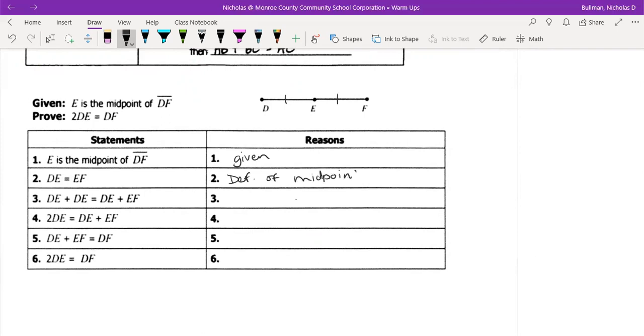Our next statement is DE plus DE equals DE plus EF. Well, no clue where that came from. I definitely don't see it in the picture, so let's look at our previous statements. Well, the closest I get to is statement 2. What's different? Well, it looks like I added a DE onto each side. So if I add it onto each side, that's when I can say it's my addition property of equality.